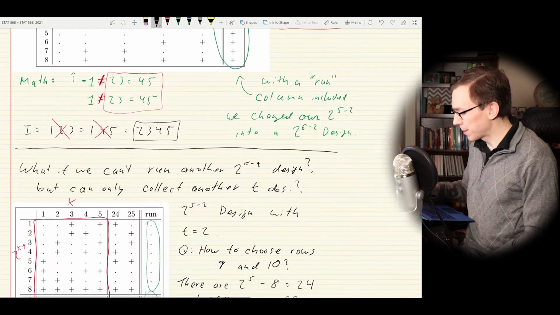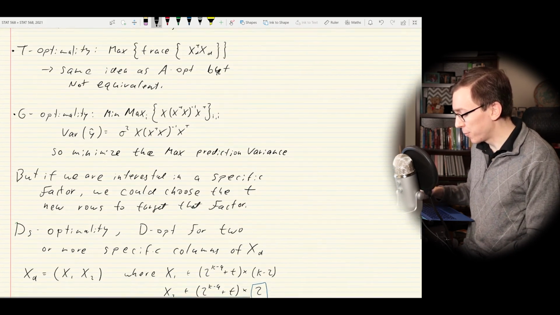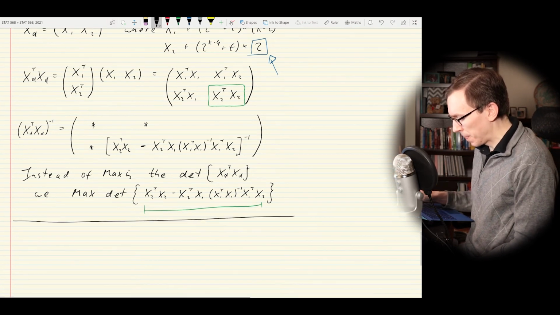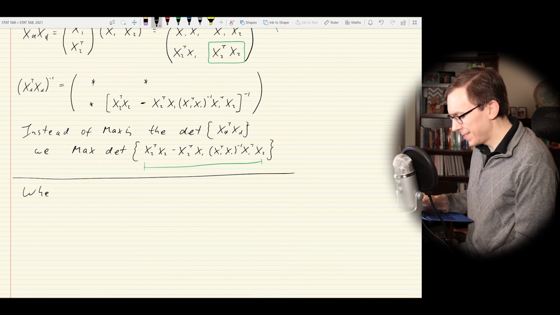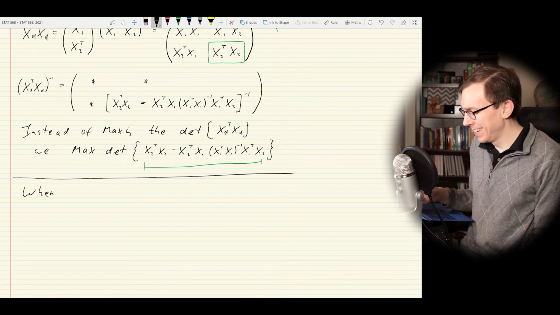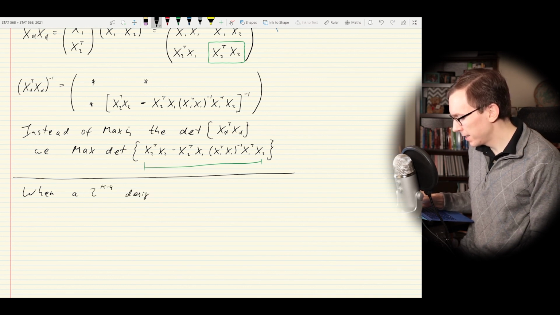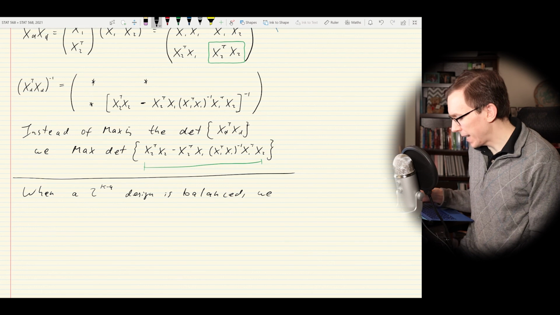And I'm going to mention down here at the bottom before we end, because I think this is an important point: does the idea of balancing even make sense? I want to make sure that this is clear. When a 2^(k-q) design is balanced, we have that X transpose X is diagonal.